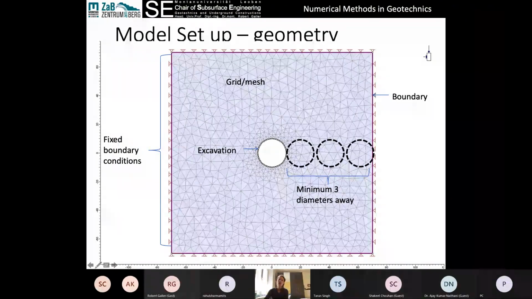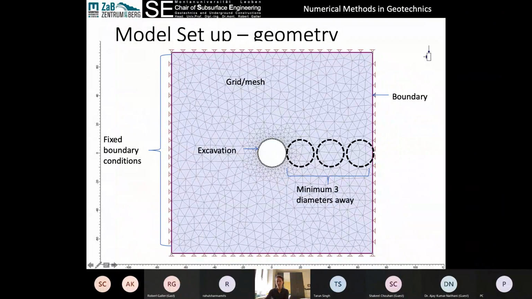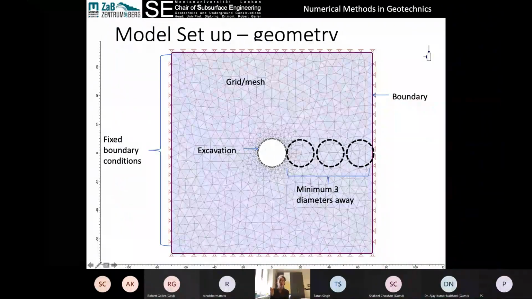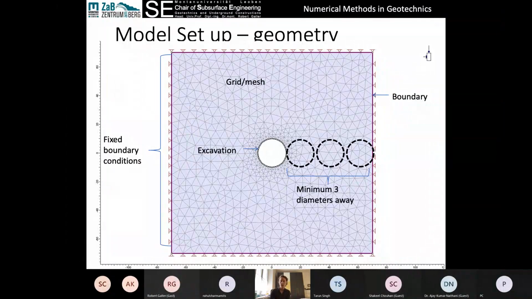However, if we have a plastic material and we have to be redistributing our stresses, that could actually push our stresses further out. So this is a minimum of 3 diameters away. It's not a set rule that it has to be 3 diameters away. This is a minimum. It can be, and oftentimes should be, further away.